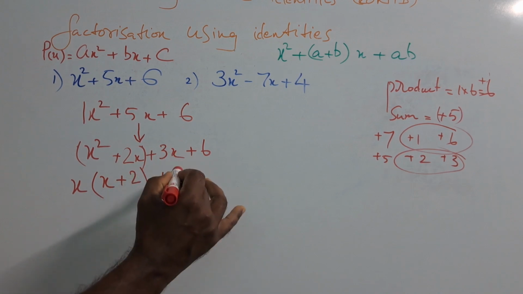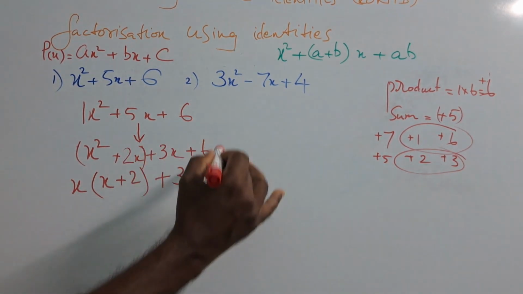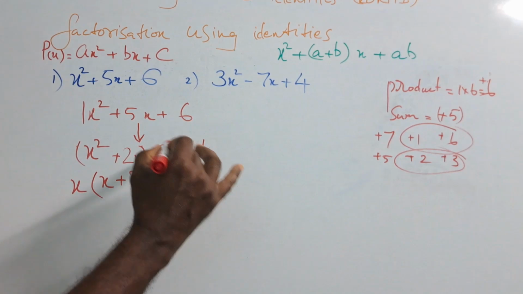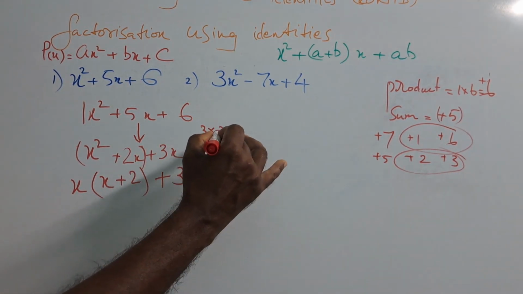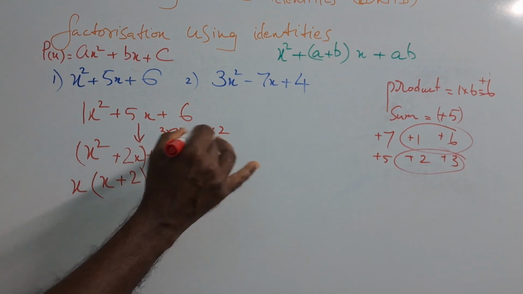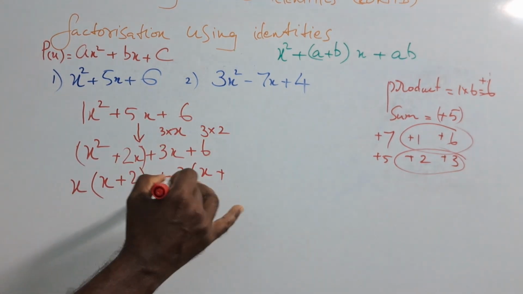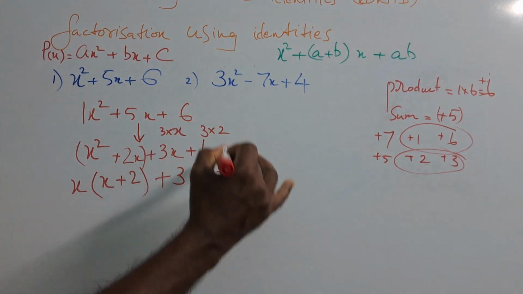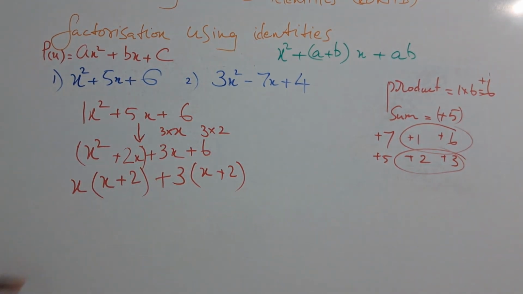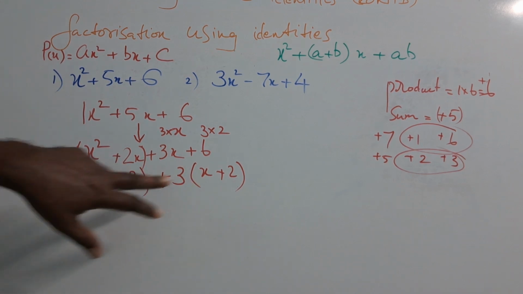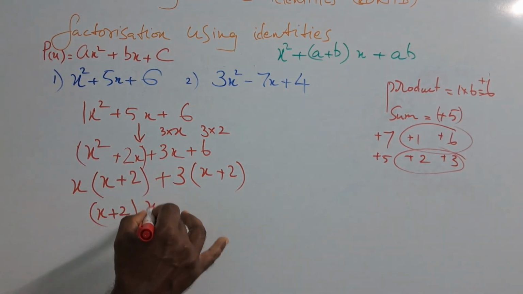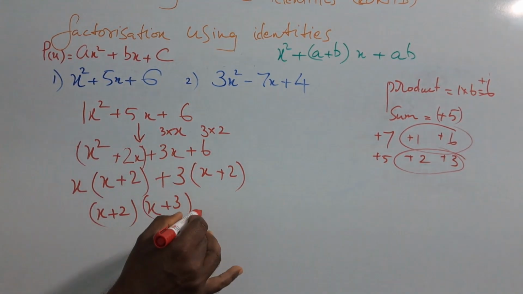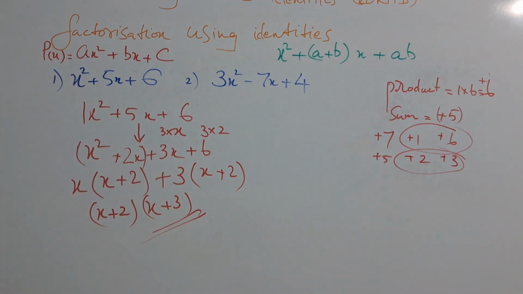In the same way, we have 3 as common factor for the remaining two terms. 3 into x, 3x, 3 into 2. The remaining is x and 2. The common factor 3 is moved out of the bracket. Now we have one common factor in the two terms. x plus 2 is the common factor. The remaining is x here plus 3 here. When you multiply these two, you get this one.